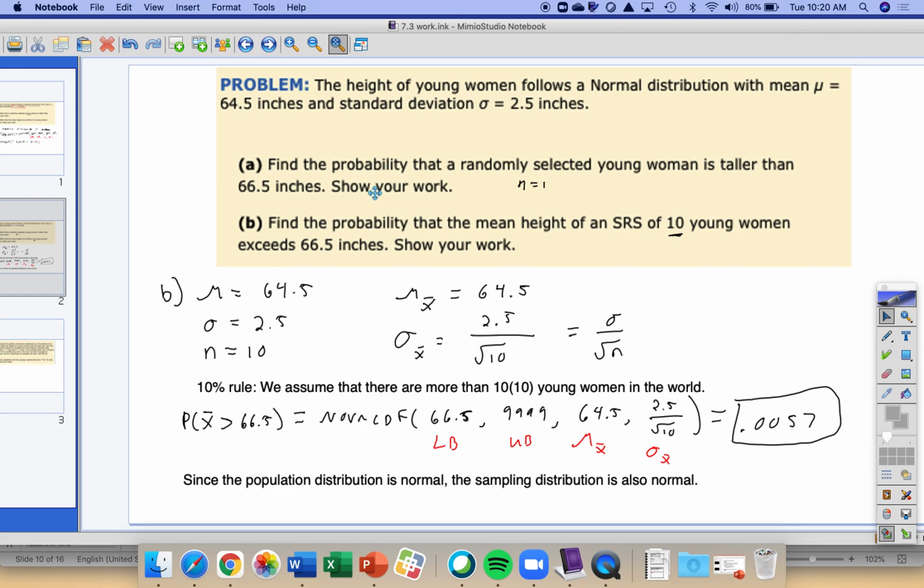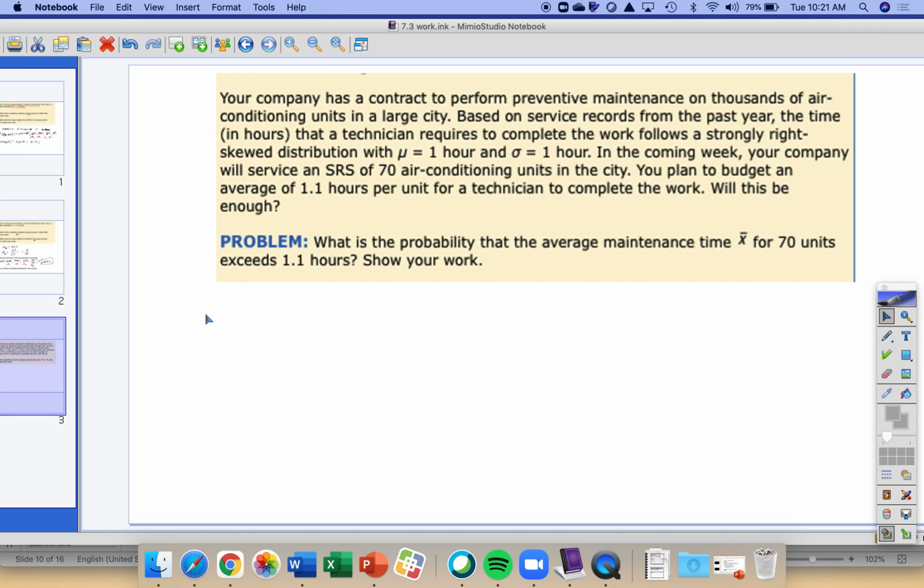Now this problem, the population was normal. So we can just state that the population is normal. We didn't have to use the central limit theorem. In this new problem, you'll see that the population is not normal. So we're going to have to utilize the central limit theorem.